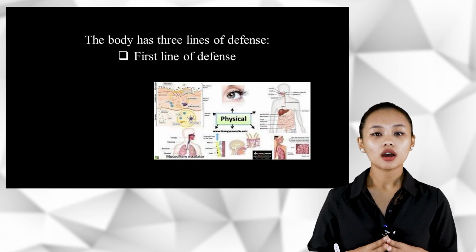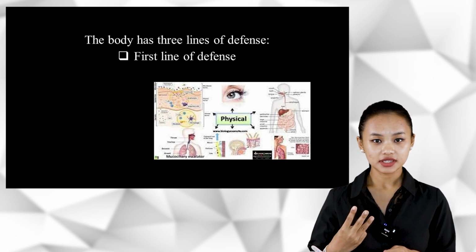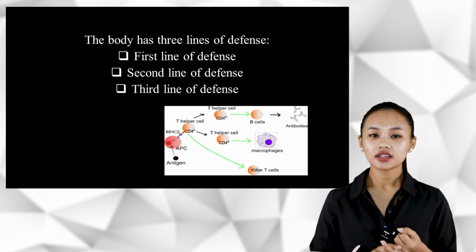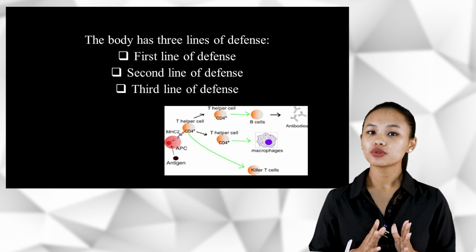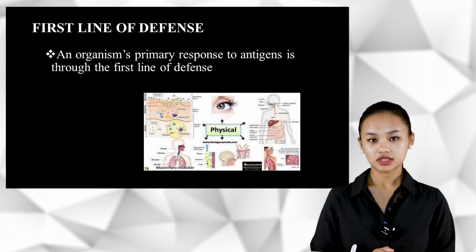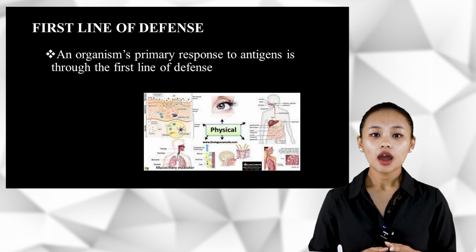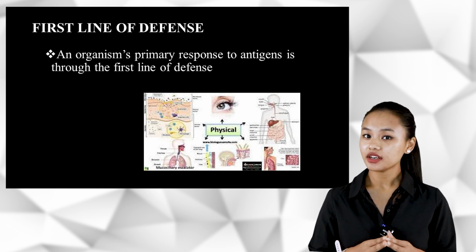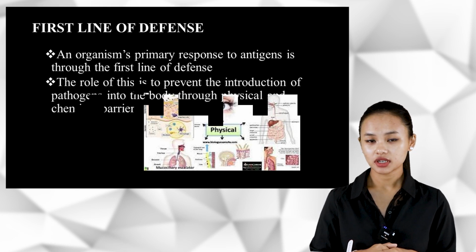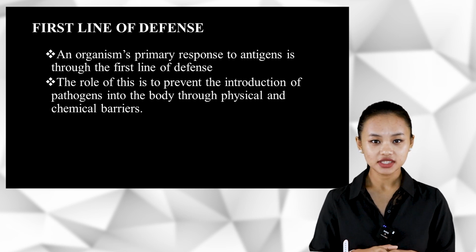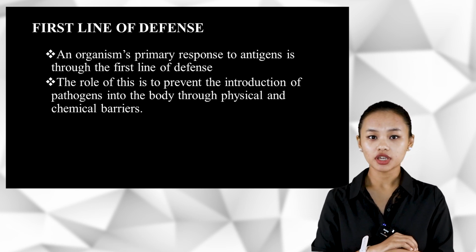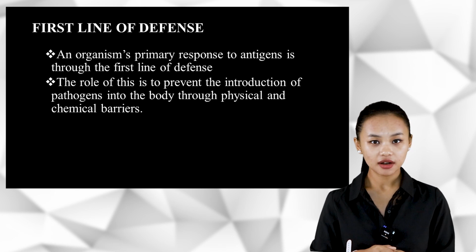Here we will see that our body has three lines of defense: the first line of defense, the second line of defense, and the third line of defense. So let us look at each line of defense in detail. What is the first line of defense? The way an organism primarily responds to the antigen is through the first line of defense. The role of this first line of defense is simply to prevent the introduction of the pathogens into the body through physical or chemical barriers.